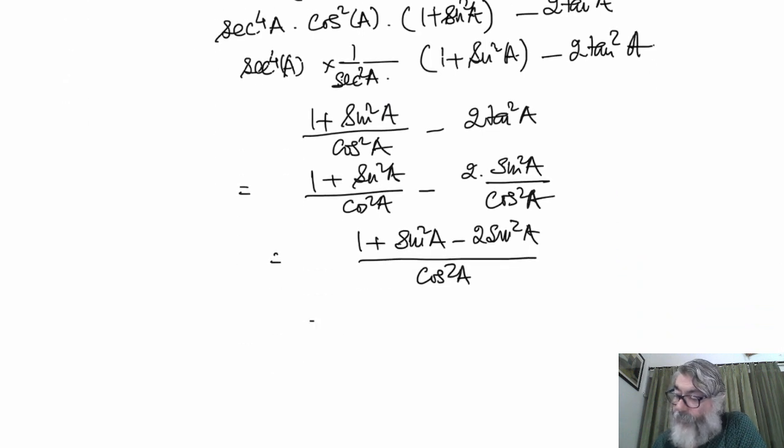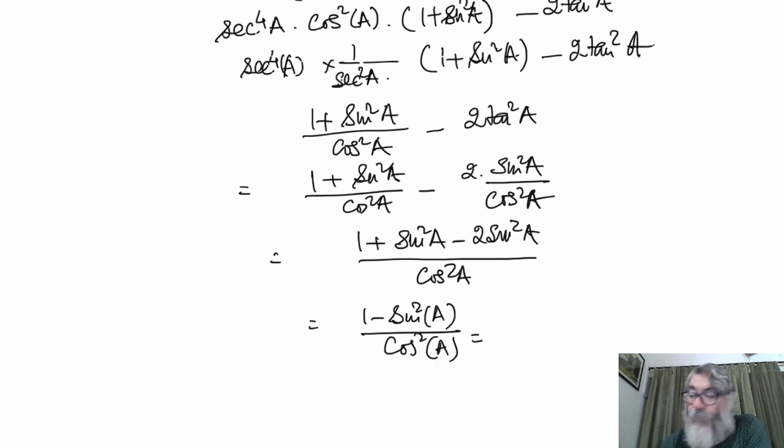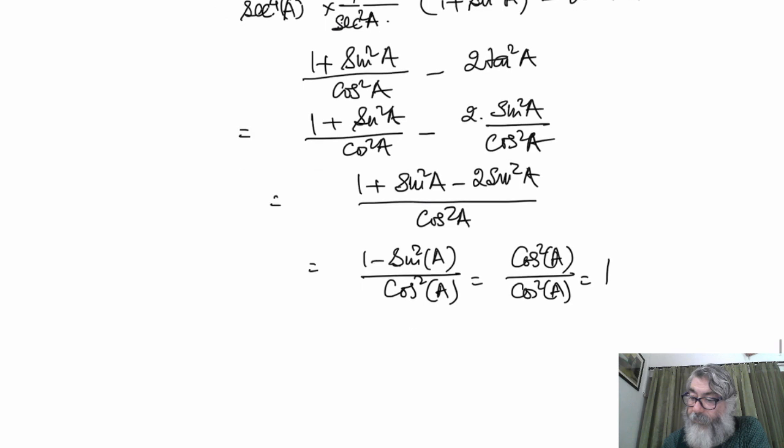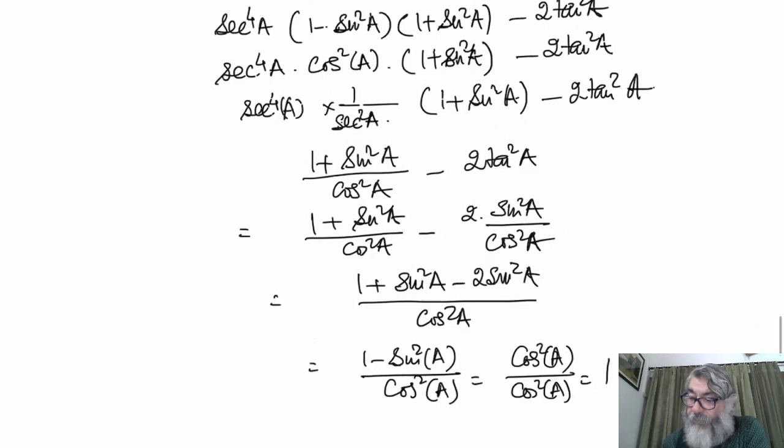It will become what? 1 minus sine square a upon cos square a. And 1 minus sine square a is what? Cos square a. So cos square a upon cos square a will become equal to 1. So the value of the whole expression has come out to be 1. This is question number 8.